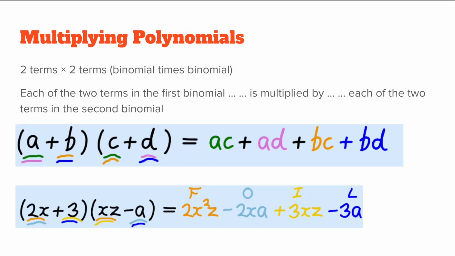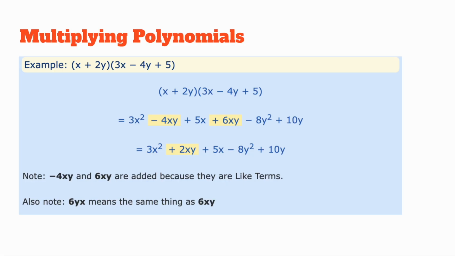So as you can see here, when we say to multiply 2x plus 3 by xz minus a, then when we use FOIL, we can easily solve it as 2x squared z minus 2xa plus 3xz minus 3a. When we say to multiply two terms by three terms, then FOIL won't work here because there are more terms now. But just remember, multiply each term in the first polynomial by each term in the second polynomial.